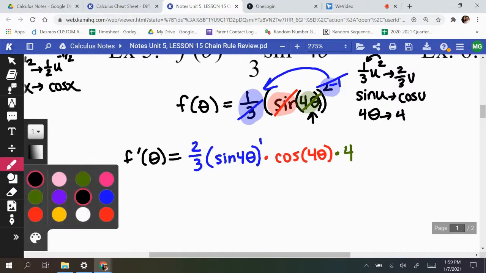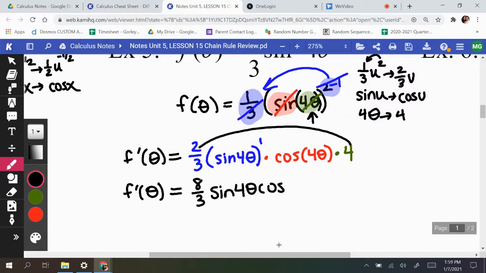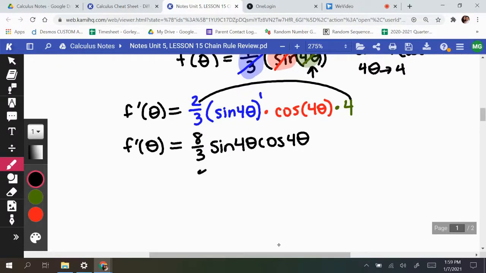All right, so here's what we've got. What is 4 times 2/3? That's going to be 8/3. Sine of 4 theta, cosine of 4 theta. And we're really not done yet because that's a double angle property, right? This is a double angle. Double angle formula is something we can use here.